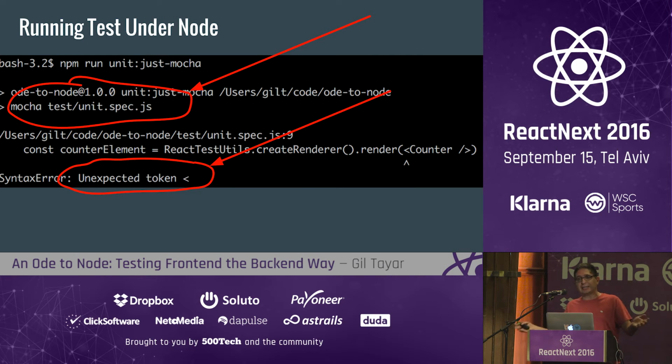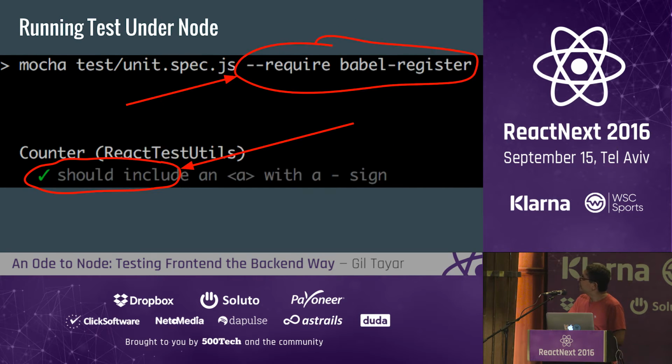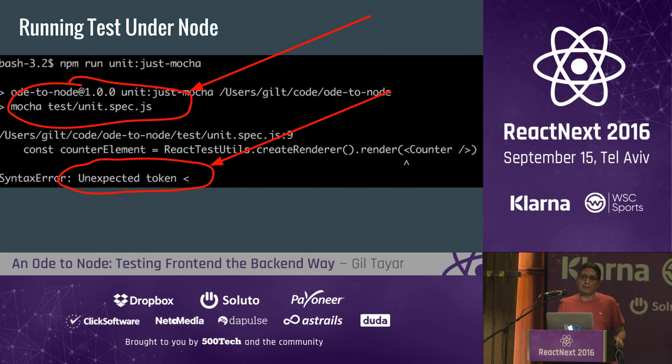Obviously, JSX. Well, obviously, does Node understand JSX? Nope, does not. So what do we do? We use a really cool thing called Babel register. Babel register is a module which, when you require it, and you can require it in Mocha prior to all your tests, it installs hooks.